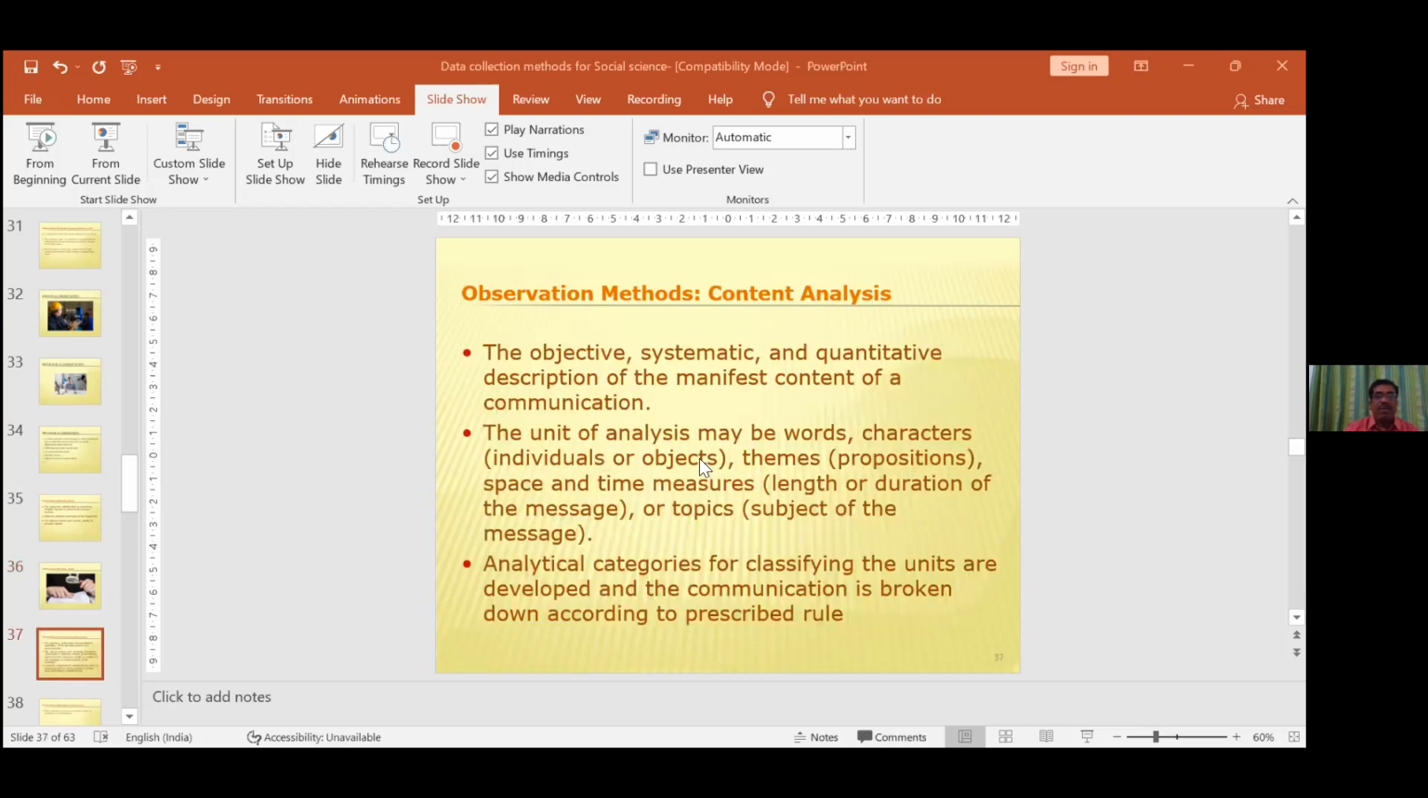Okay. Say for example, this is the next one, observation method, content analysis. What is this? The objective, systematic. What is the objective of this observation method? Simply, they will identify the content. Content means, for example, they may identify the words or individuals or themes or messages from the particular object.